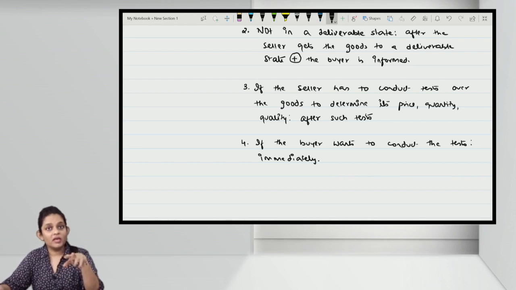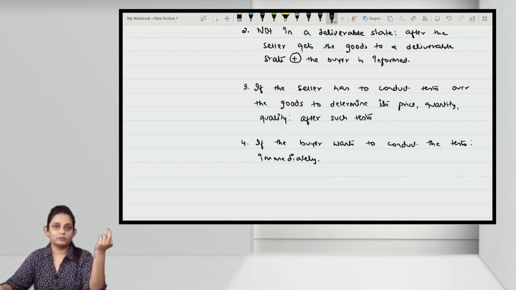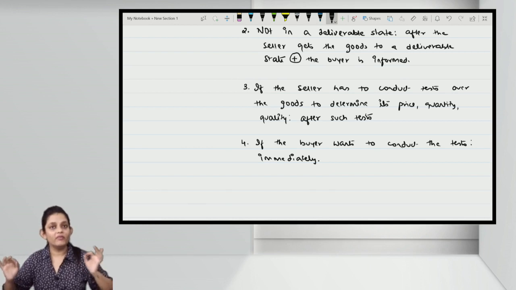While the hay was being weighed, the hay is burned down. Tell me, who will bear the loss? Obviously, buyer will bear the loss. Is it clear to everyone?